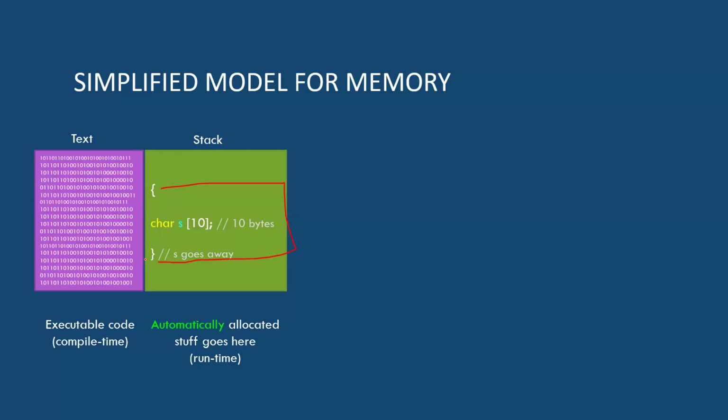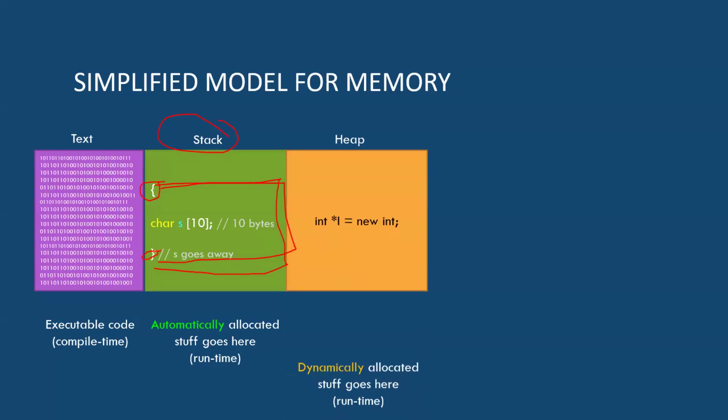So our stack is called a stack because it quite literally is a stack of variables, and it's always going to have the stuff that's in the current scope, defined by our curly braces, available for our code to use.